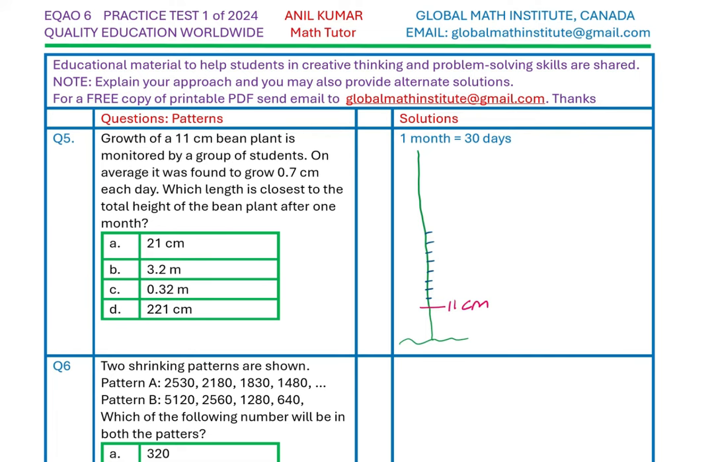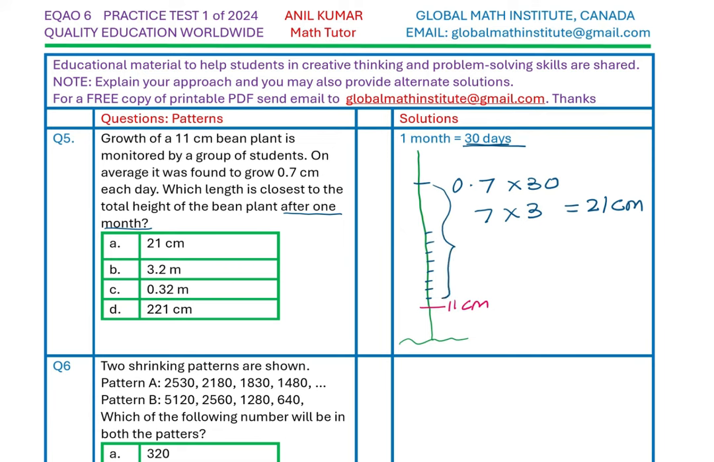So how many 0.7s will you add? It depends on the number of days, correct? So after 1 month, we want the height of the plant, and 1 month, take that as 30 days. Perfect. So that means I have to multiply 0.7 30 times. So when you multiply by 10, it becomes like 7 times 3. You get the idea? Which is 21 centimeters. Correct. So this growth, whatever it is, 21 centimeter. You get the idea?